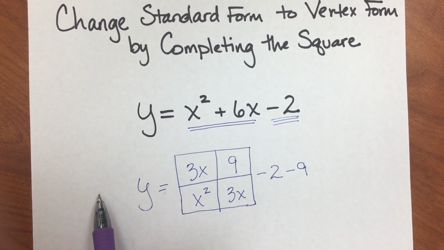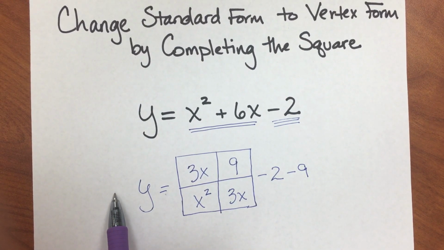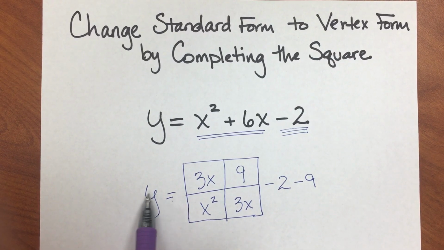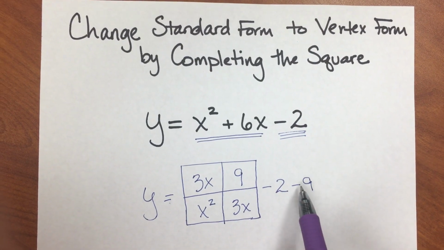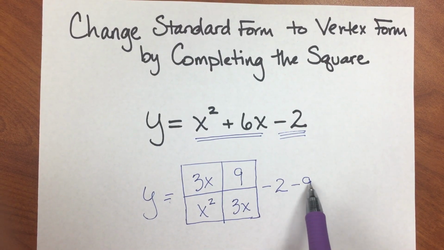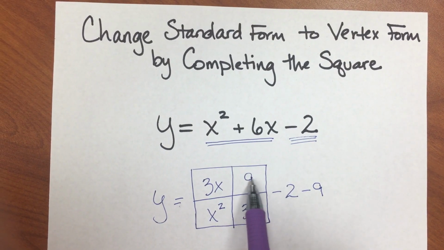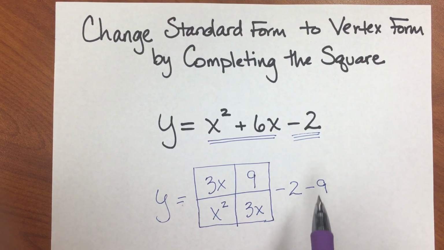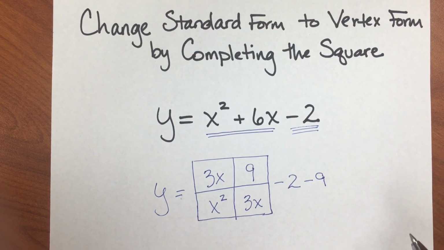I could add 9 to the left side of my equation as well, but for this it doesn't make a whole lot of sense to have y plus 9 over here. So instead I'm going to keep it balanced by subtracting 9. Because if I add 9 and then take it away immediately, I'm really just adding 0 and I'm not changing the value of my equation at all.